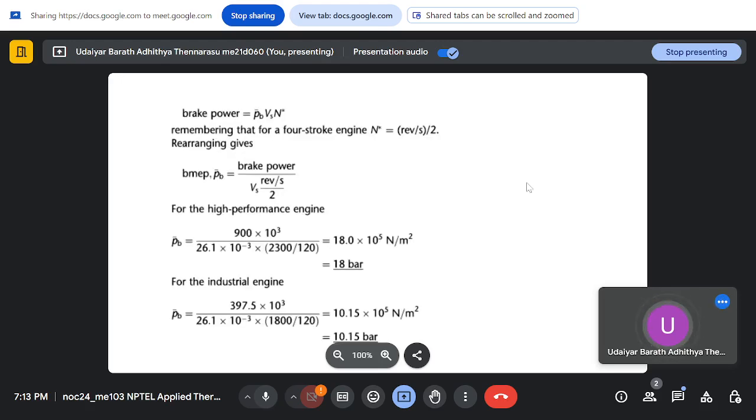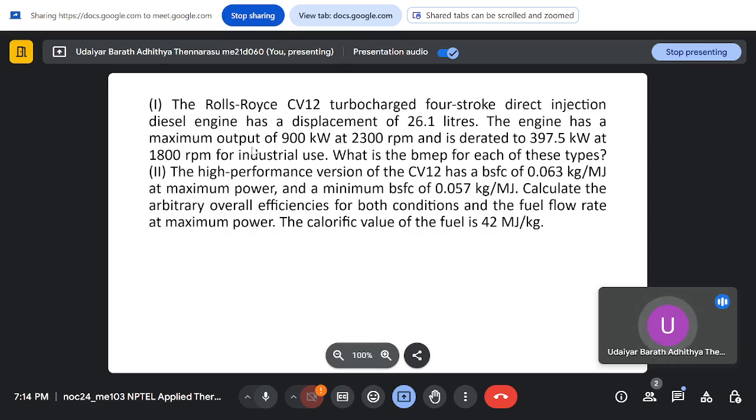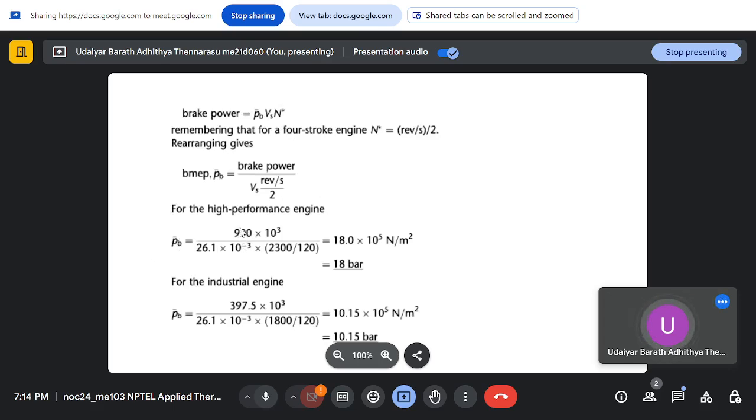So we'll see the first part. Brake power is brake mean effective pressure into swept volume into speed. So brake mean effective pressure is brake power divided by swept volume into speed, which is n by 2 for a 4-stroke engine. For the high performance engine, generating 900 kilowatt, the brake mean effective pressure is 900 into 10 power 3 divided by the swept volume, 26.1 into 10 power minus 3, into the speed corresponding to 900 kilowatt, which is 2300 divided by 2 divided by 60. That comes out to be 18 into 10 power 5, so that is 18 bar.